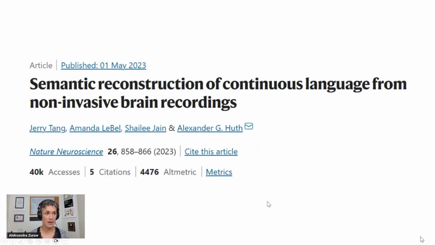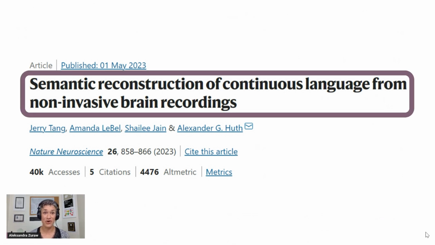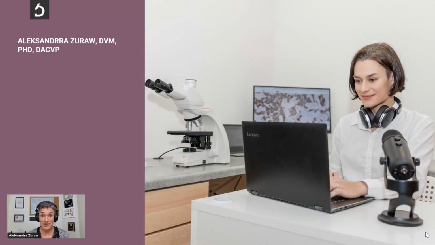This was published in May 2023, and most of our publications today are pretty recent, so that's good. And that was called Semantic Reconstruction of Continuous Language from Non-Invasive Brain Recordings. For those who don't know me yet, just a quick intro to myself.